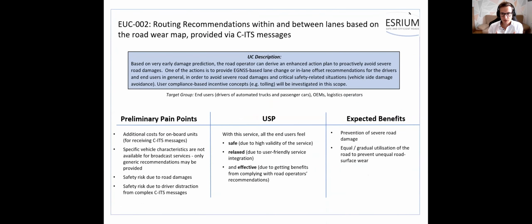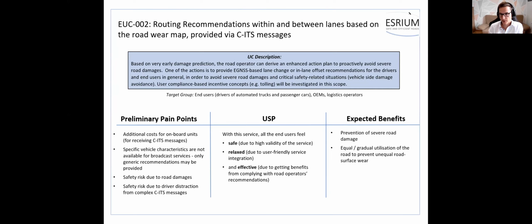Well, within this use case, it will be considered in the course of the project whether the existing advanced driver assistance systems of vehicles are already sufficiently compatible for the reception of CRTS messages, or whether costs for the additional acquisition of onboard units are to be expected. Furthermore, it has to be considered that the specific vehicle characteristics, for example, the width of the vehicle, are not available for broadcast services, and only generic routing recommendations can be offered.